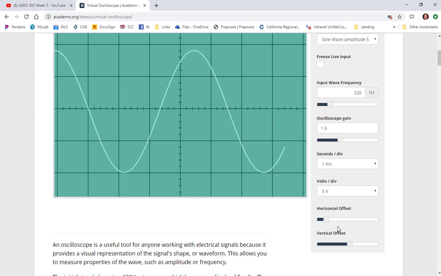If I've got that point right there, let's try it. So 1, 2, 3, 4.24. 5.